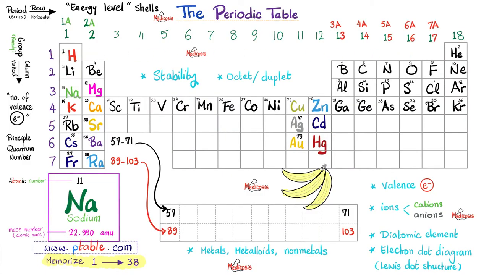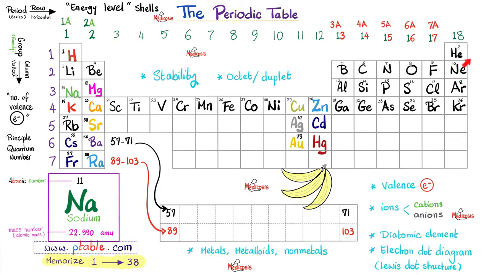The first period has 1 shell, second 2 shells, third 3 shells, 4 shells, 5 shells, 6 shells, 7 shells. Okay, but how many electrons will I find in the outermost shell? For this, look at the number of the group. Here you'll find 1 electron in the outermost shell. How about here? 2 electrons. How about here? 3, 4, 5, 6, 7, 8 electrons in the outermost shell.